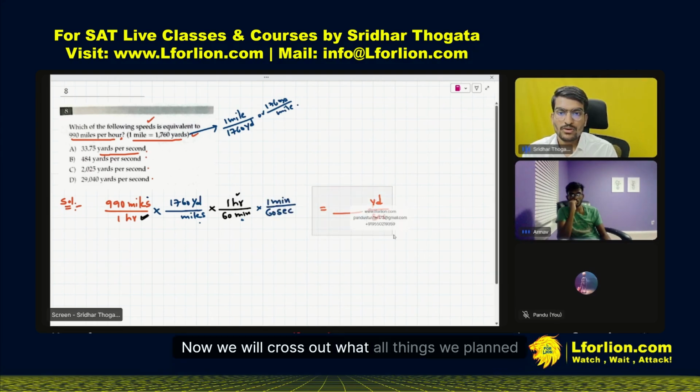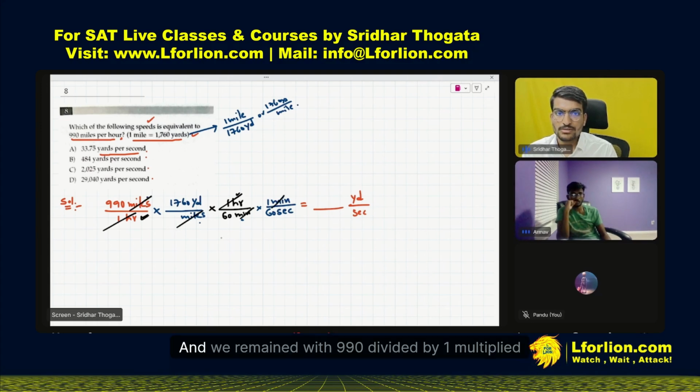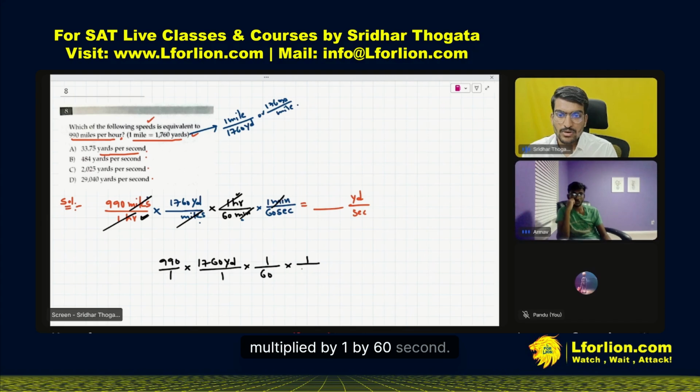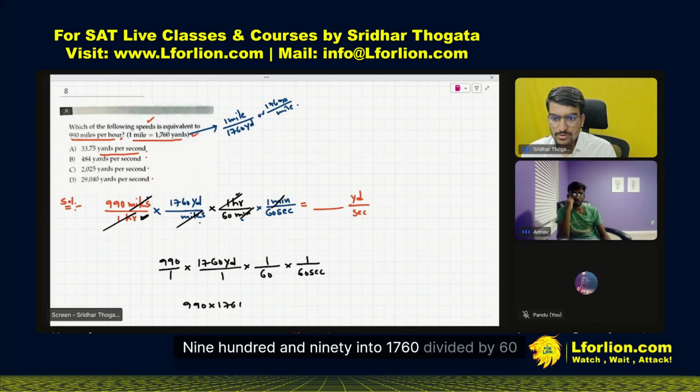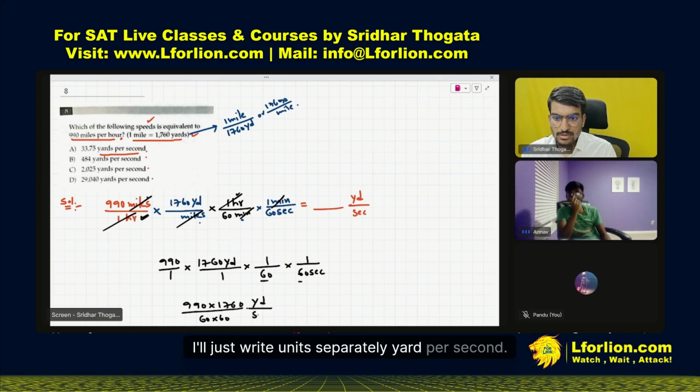Now we will cross out all the things we planned to: 1 hour cancels off, mile cancels off, minute cancels off, and we remain with 990 divided by 1 multiplied by 1760 yard divided by 1 multiplied by 1 by 60 multiplied by 1 by 60 second. Let's put all these numbers together: 990 into 1760 divided by 60 into 60, with units yard per second.